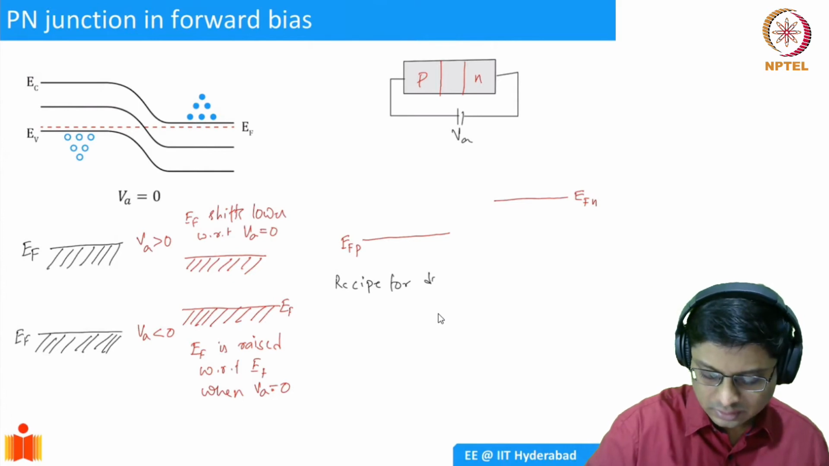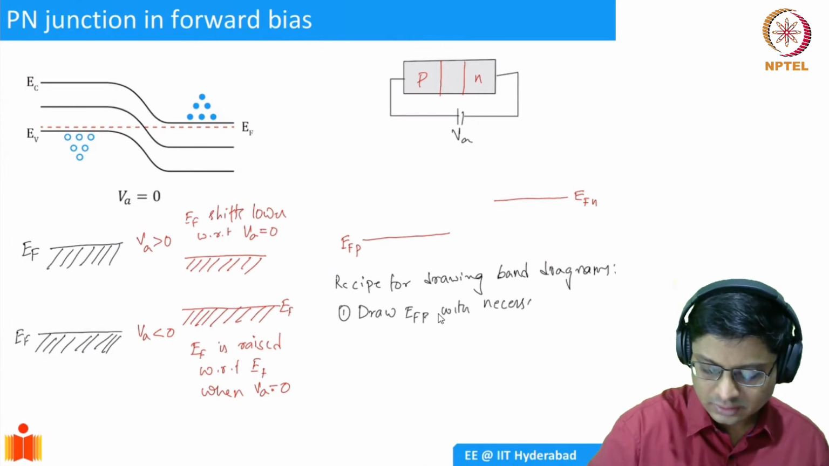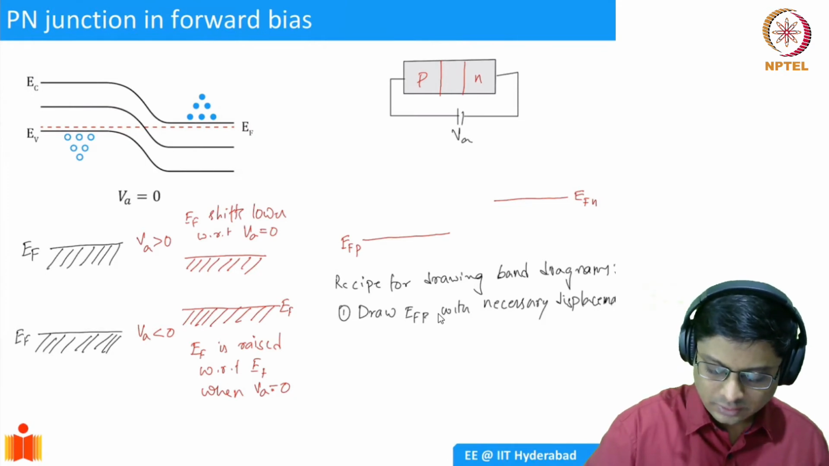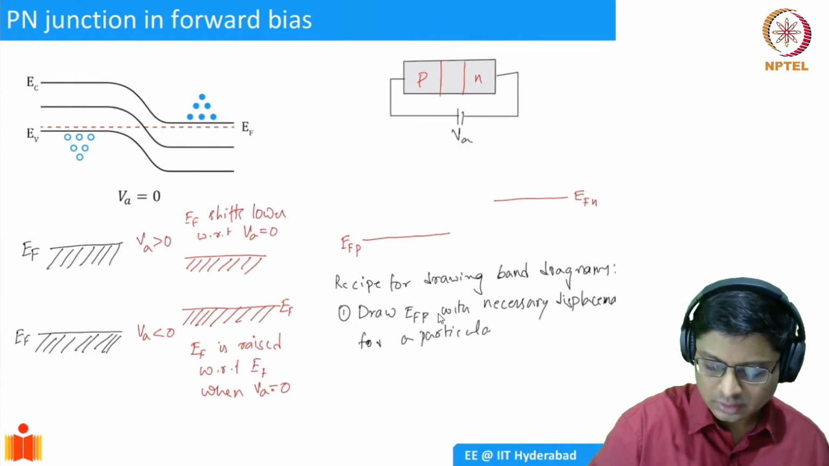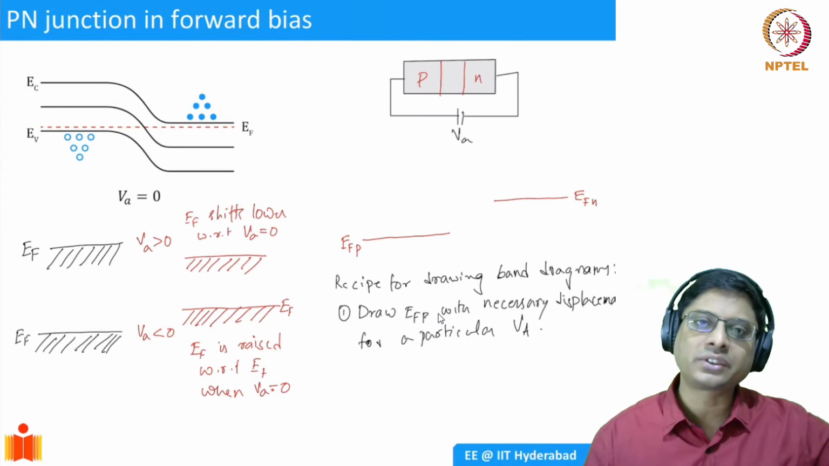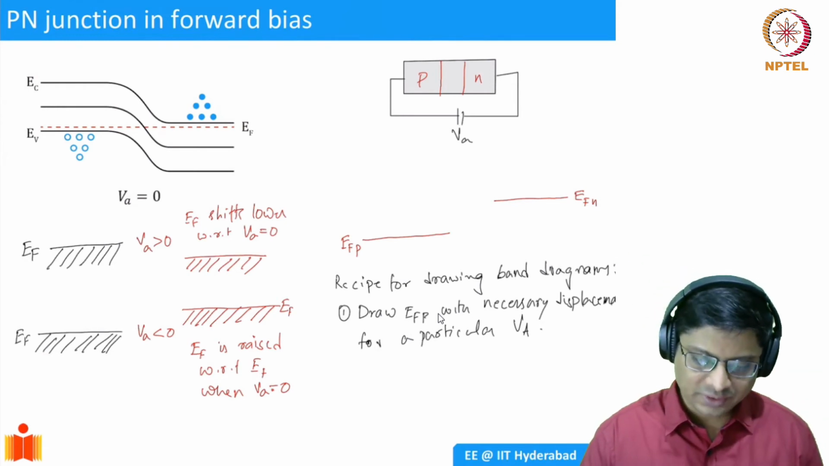Recipe for drawing band diagrams. What is it? Step 1, draw EF with the necessary displacement for a particular applied voltage, particular VA. Okay, if you applied a negative voltage to the p-type semiconductor, then the EF has to go higher relative to the n-type EF. Okay, that's the same correction. All right. So this is the first step in the recipe.